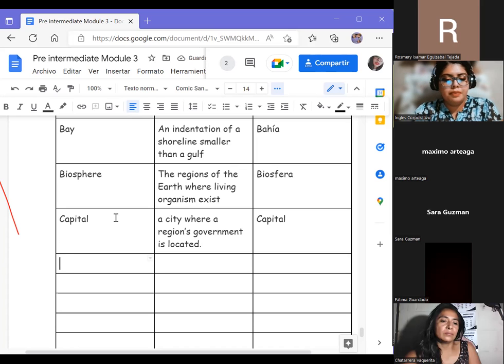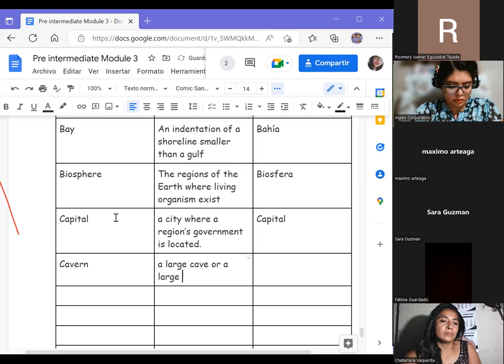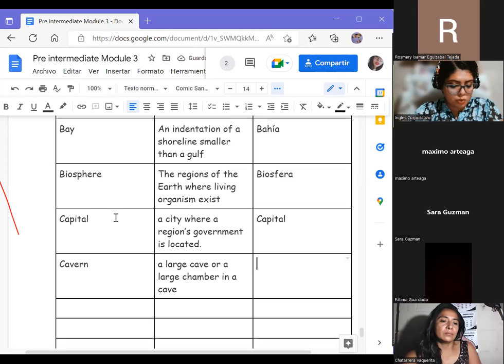Then we have a cavern, that its meaning is a large cave or a large chamber in a cave. Then we have that this one in Spanish means caverna. Then we have cliff. That means a steep high face of rock. And it means acantilado.